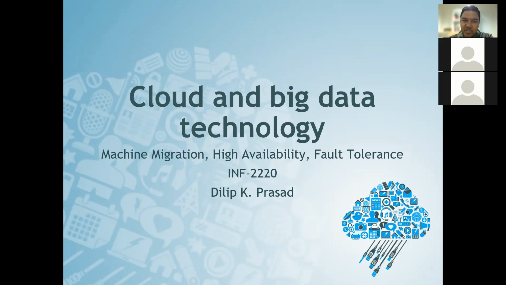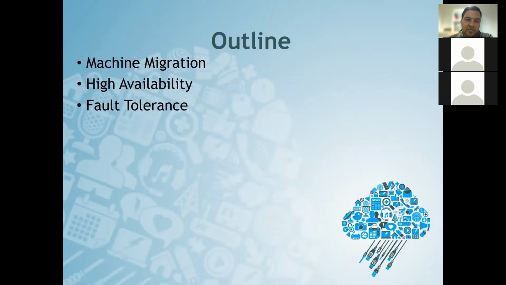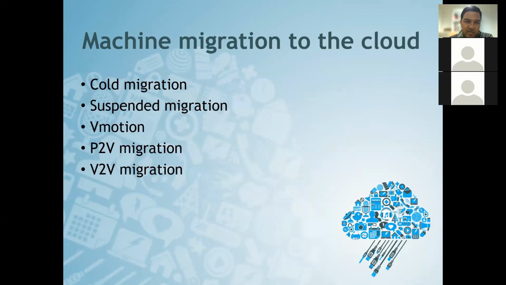How it happened in the virtualization domain, virtualization software, how they are doing it. The outline of today's discussion is machine migration, high availability, and fault tolerance. What is a machine migration?